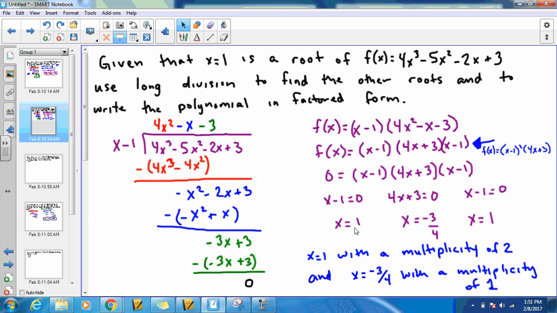And remember, graphically, what that will look like is that at x equals 1, the curve of the function, so the actual graph of the function, is not going to pass through the x-axis. It's going to change directions right at x equals 1.